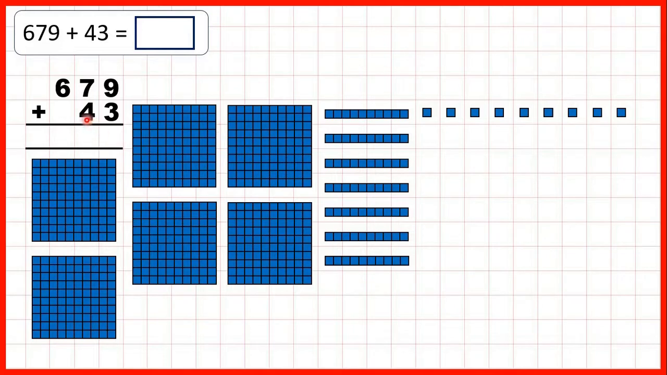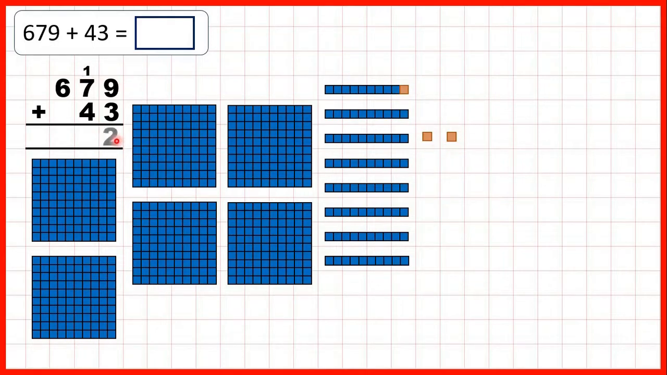We were adding 43, so first we can add 3 ones. Doing that gives us 12 ones, but we can regroup 10 of these ones into one 10, so let's put that above our tens blocks. Notice we have one 10 that we've made, and we have 2 ones left over.